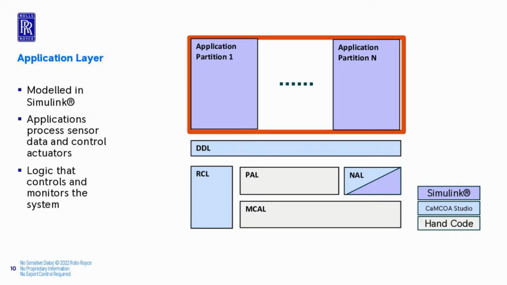Finally, we have the application layer. This is modeled in Simulink and is responsible for the actual controlling and monitoring of the system. An example of an application may be to start the engine. This requires the application to communicate with the hardware via the data distribution layer, the node abstraction layer, and finally the microcontroller abstraction layer.